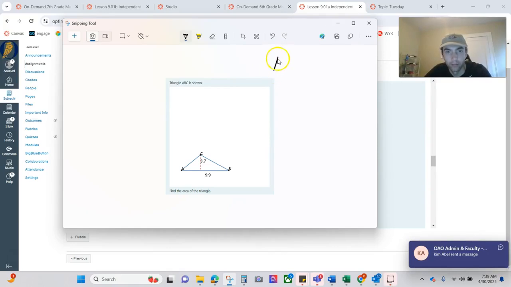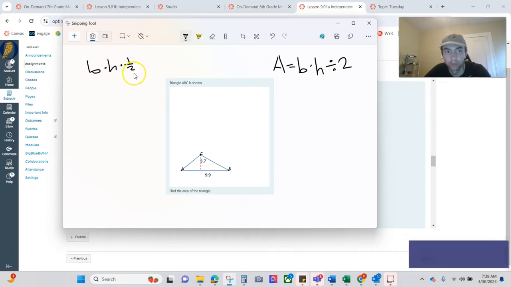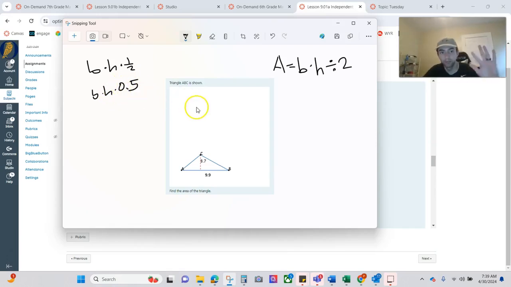To find the area of a triangle, we can use this formula: base times height divided by 2, or base times height times 1/2, or base times height times 0.5, all the same. When we find the area of a triangle, we're really finding the area of the rectangle that triangle is a part of, and then dividing the area of the rectangle by 2 to get the triangle. That's why we use this formula.